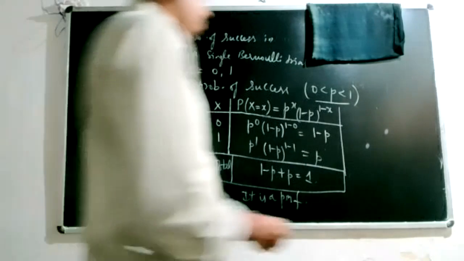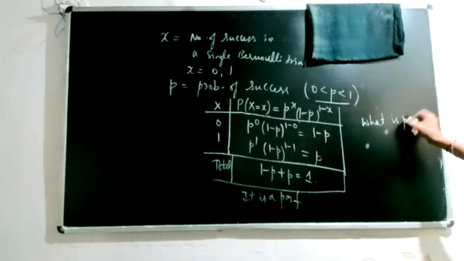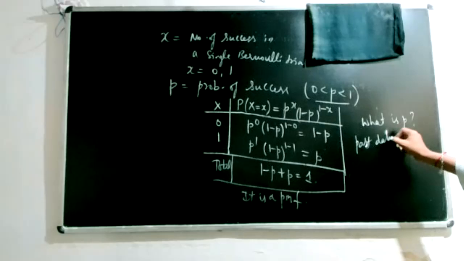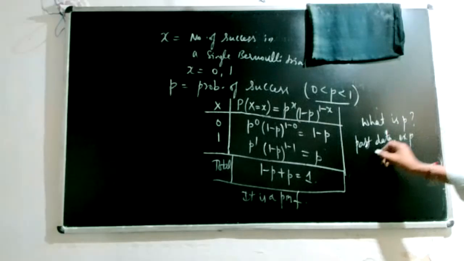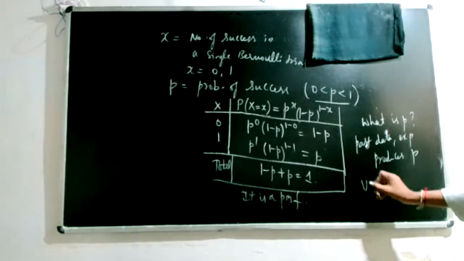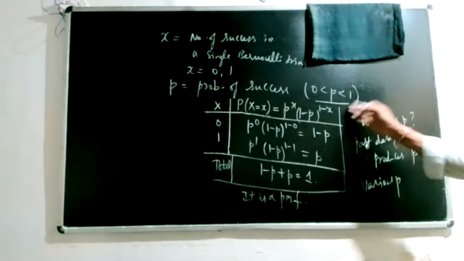But the question is still P. What is P? I said you have your past data, past experience. So that produces P. And for various P, you can have various Bernoulli distributions. So you can take any value of P.